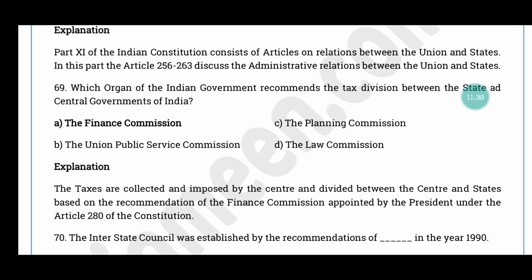Question number 69. Which organ of the Indian government recommends the tax division between the state and central governments of India? The correct answer is option A, the Finance Commission. Taxes are collected and imposed by the central government and divided between center and states.